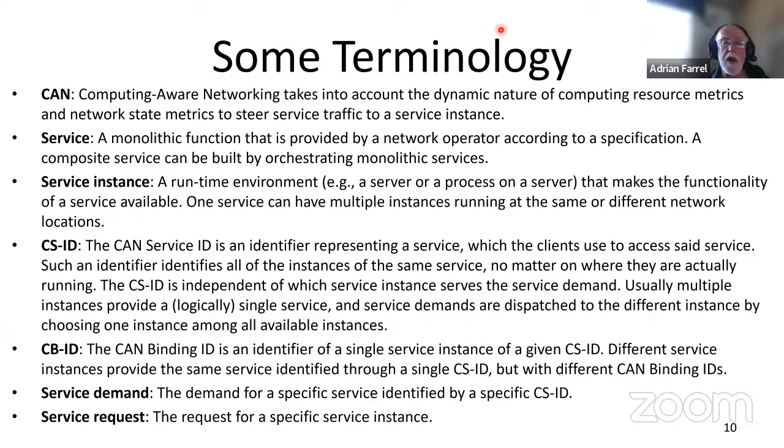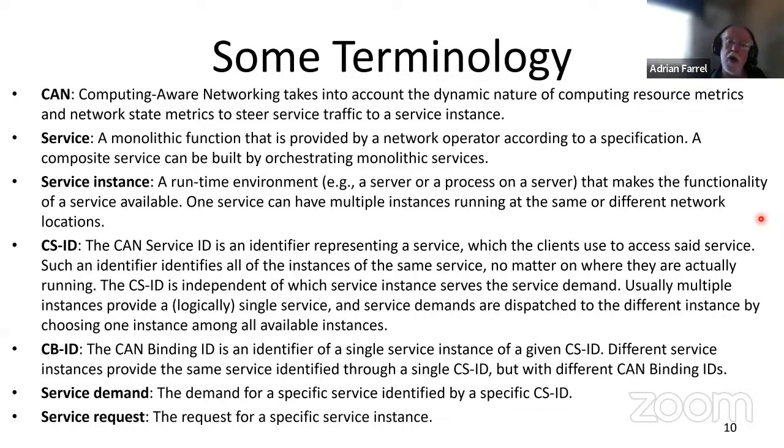So at this point, I need to set out some terminology. I'm sorry about this. It's two fairly dense slides of terminology, but hopefully it kind of leads through step by step in a logical way. So computing aware networking is this business of taking into account the dynamic nature of computing resources and network state, so that we can steer the traffic for a particular service request to a service instance. So that's the big top headline problem statement.